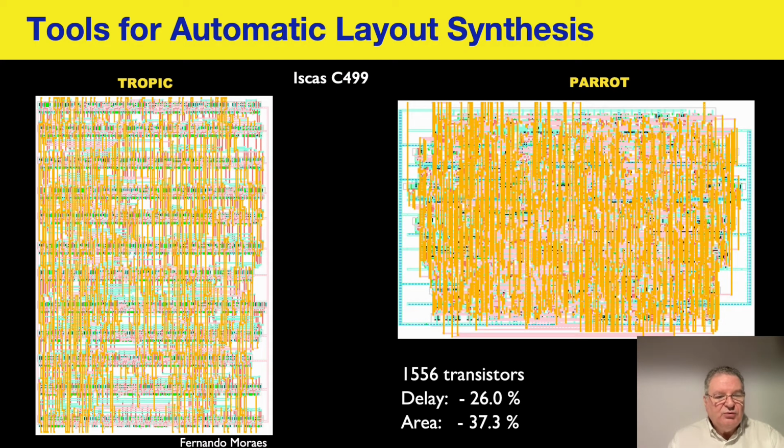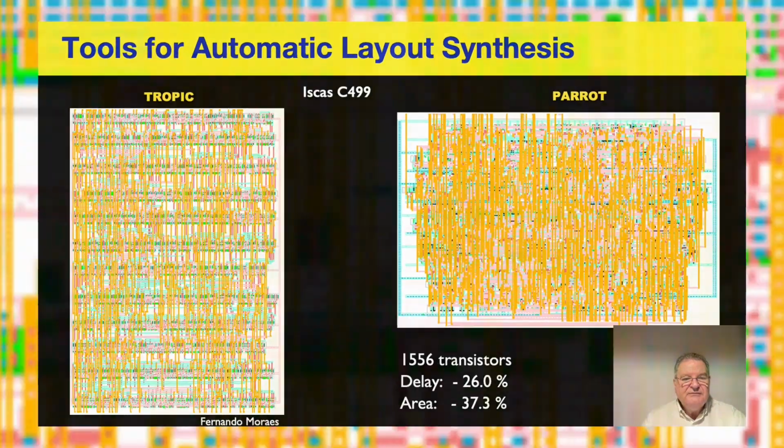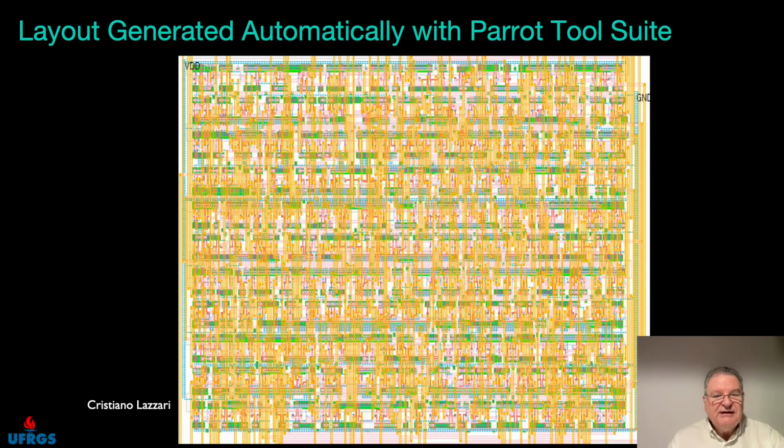Here are some other works that were done afterwards. On the left is Tropic by Fernando Moraes, and Parrot by Cristiano Lazzari. You can see that from Tropic to Parrot we were able to increase the density a lot. And here is another block. All these designs were done taking the full block as a whole. The problem is that as the functional block increased in size, the running time increased a lot.